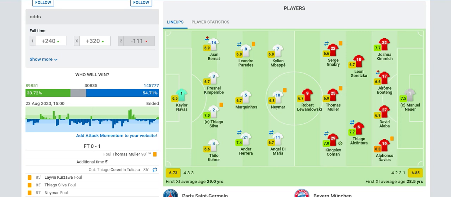So here we are. This is the lineup from the PSG versus Bayern Munich final in 2020. If I said 2019, I meant 2020. Here we see it's going to be mostly the same lineups. I expect this to be the exact same lineup, with probably Kingsley Coman replaced with Sané, and Joshua Kimmich in midfield with Pavard at right back.